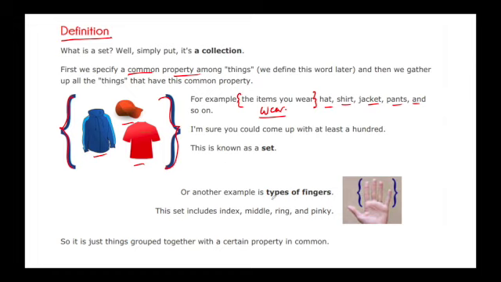Another example is the types of fingers, right? So the set includes these four types of fingers: index, middle, ring, and pinky. Yeah. So you see that you have 4 different types of fingers. Is anything missing from this set? Thumb. Right. But no, the thumb is not missing, because did you know that your thumb is not a finger?